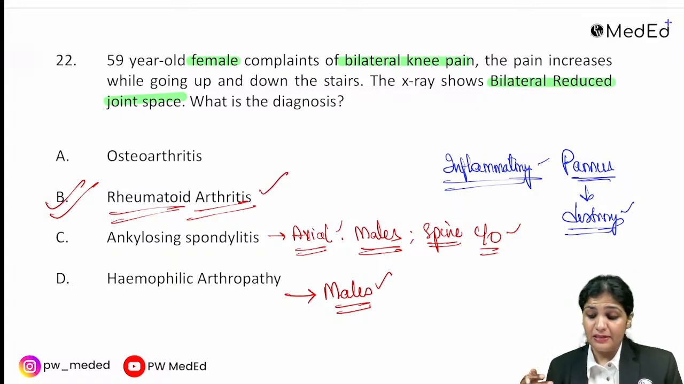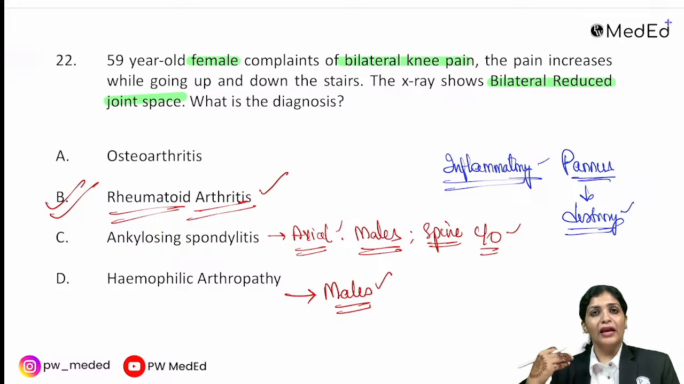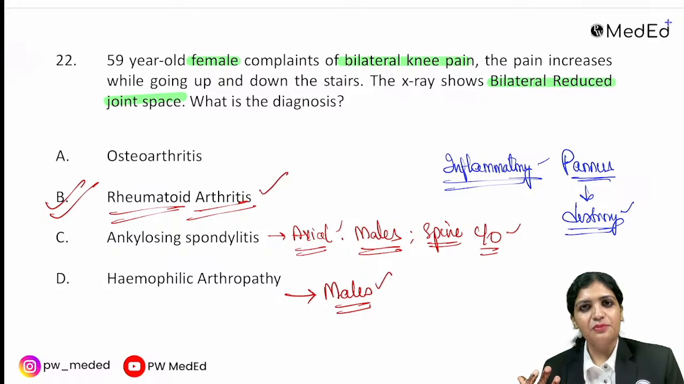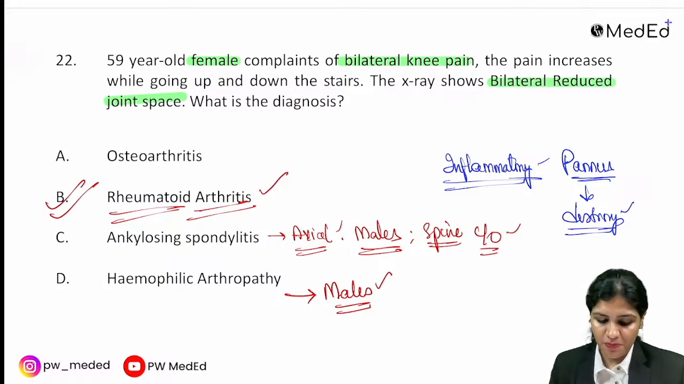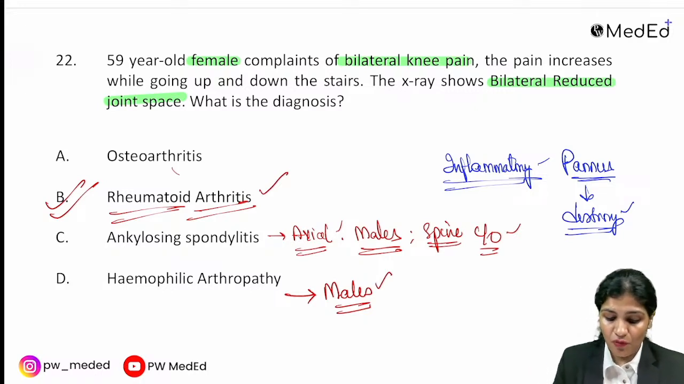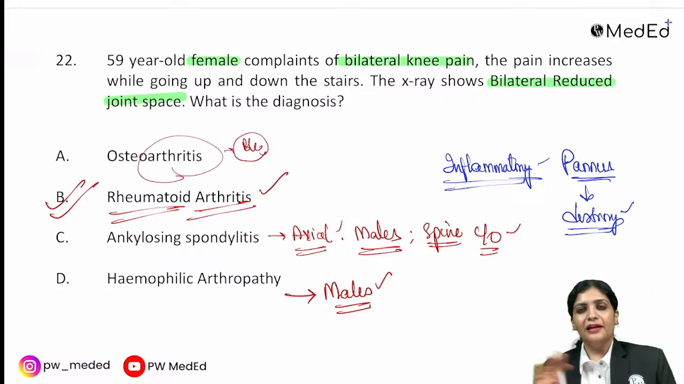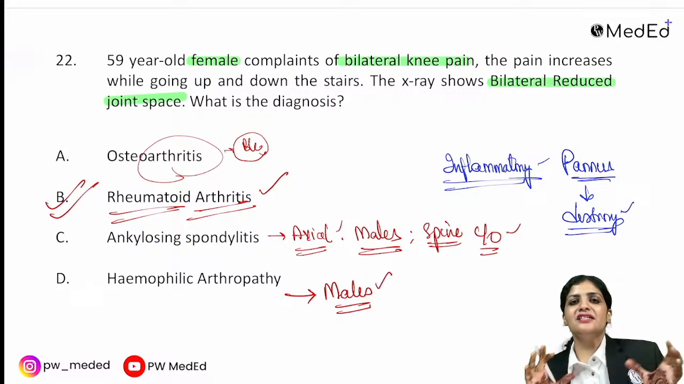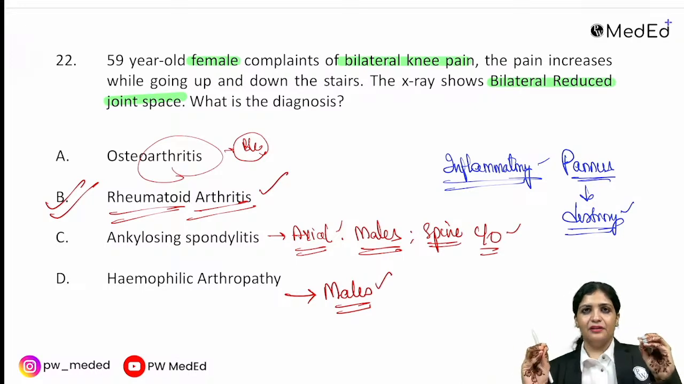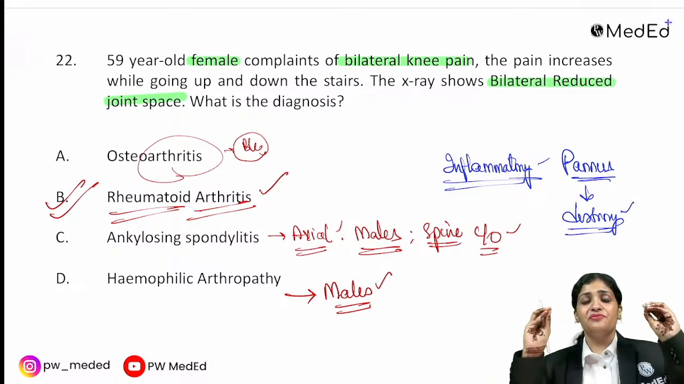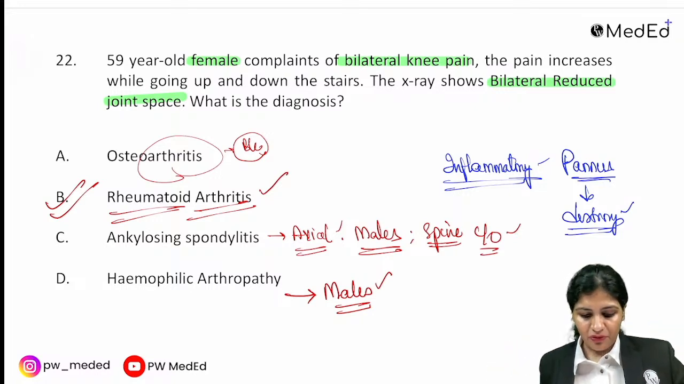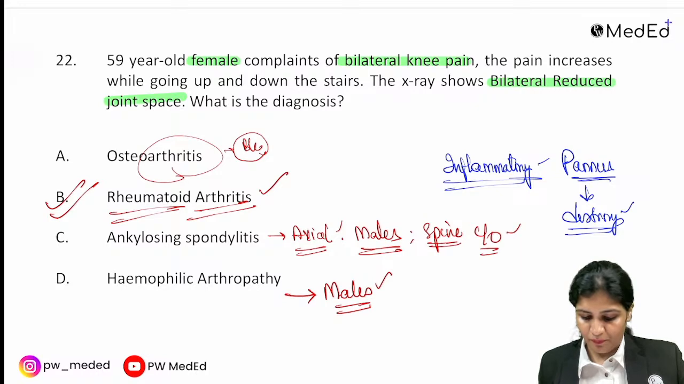So here the classical feature is that the pain increases while going up and down, that is, with activity. So there is an increase in activity, increase in pain, and bilateral reduced joint space is rheumatoid arthritis. In case of osteoarthritis, it is never bilateral. It could be bilateral, but it is not similar in structure. Here in rheumatoid it is bilaterally symmetrical. So these words of bilateral you have to keep in mind, and always put inflammation as your first option, right? So that is about question number 22.